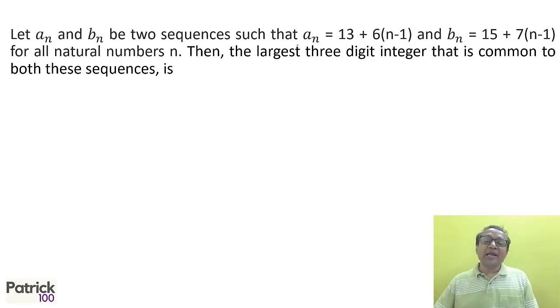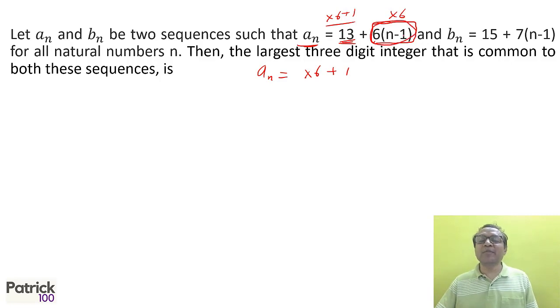Now in this, if you look at An, it is 13 plus 6 into (n minus 1). 6 into (n minus 1) is a multiple of 6, and 13 is a multiple of 6 plus 1. So overall An will be a multiple of 6 plus 1, because this is a multiple of 6 and 13 is a multiple of 6 plus 1. When you add, it overall becomes a multiple of 6 plus 1.